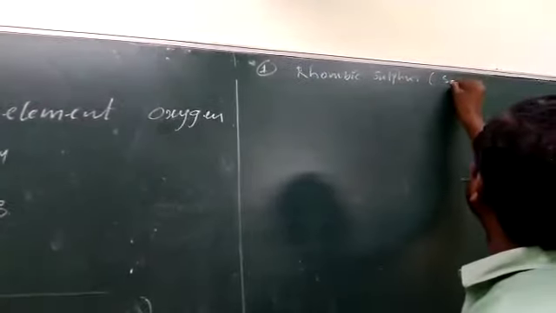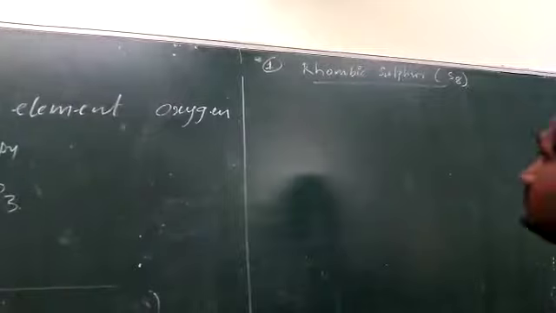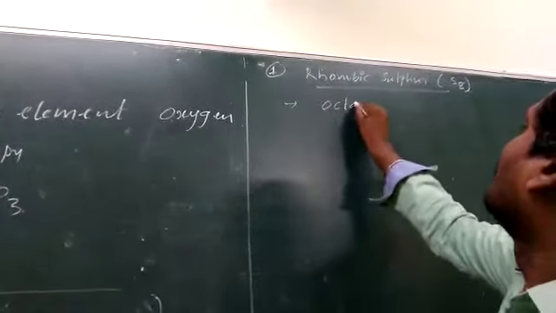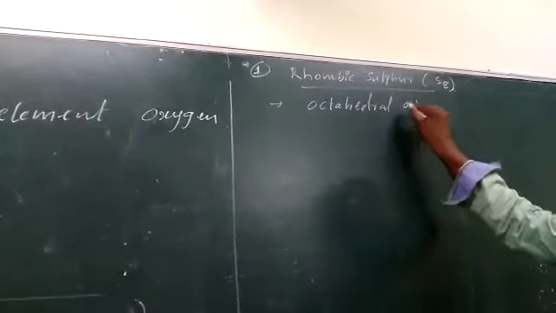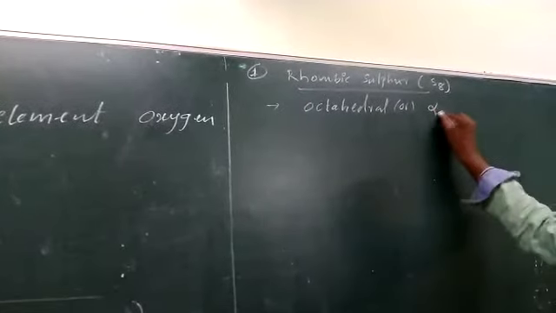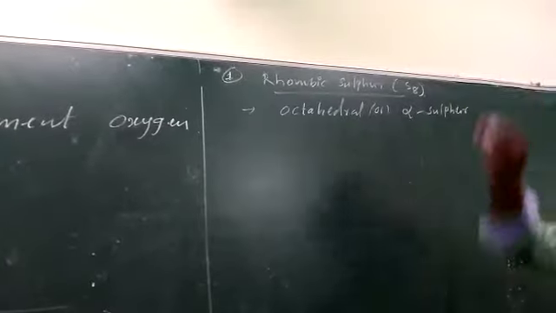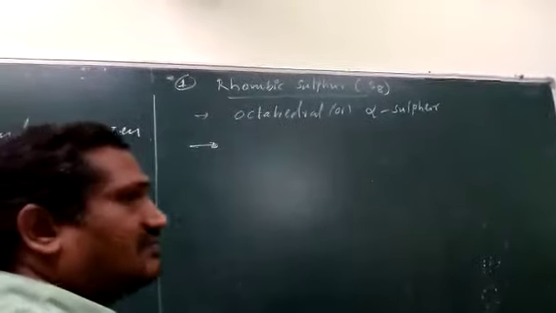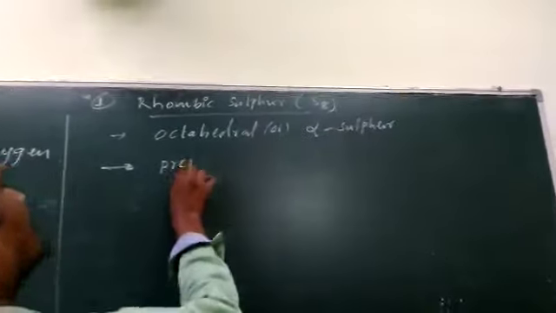It exists in S8 form, rhombic sulfur. This is also called octahedral sulfur or alpha sulfur. Alpha sulfur is also called rhombic sulfur. And this rhombic sulfur can be prepared.